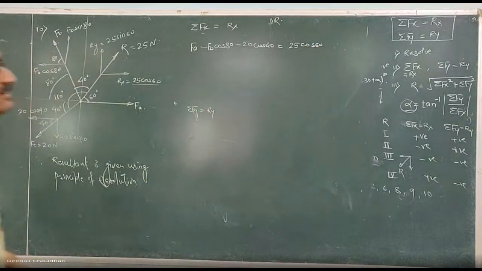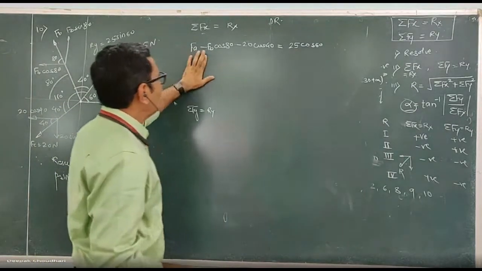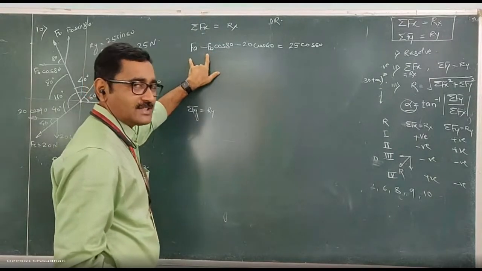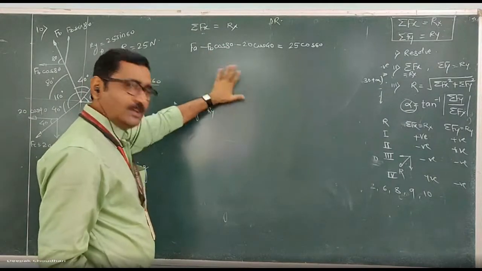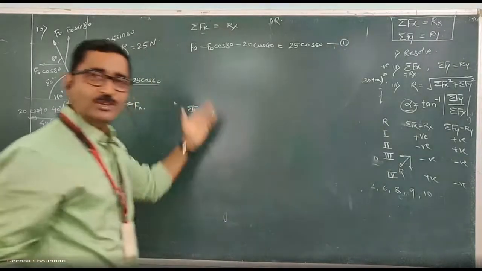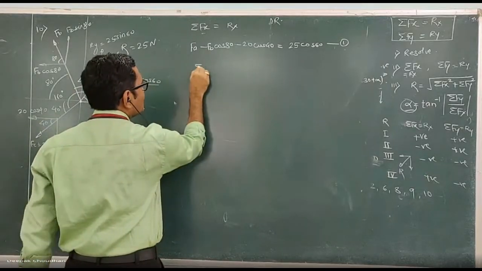So I got one equation, but in this one equation, how many unknowns are there? There are two unknowns, Fa and Fb. So by using this one single equation, we cannot calculate this. Even don't simplify. Directly say it as equation number 1, because we require one more equation to get the two unknowns. That second equation we'll get by using the principle of resolution along y-axis.